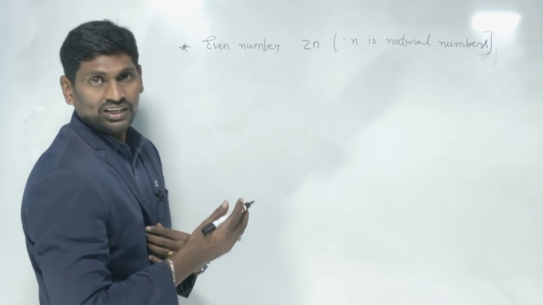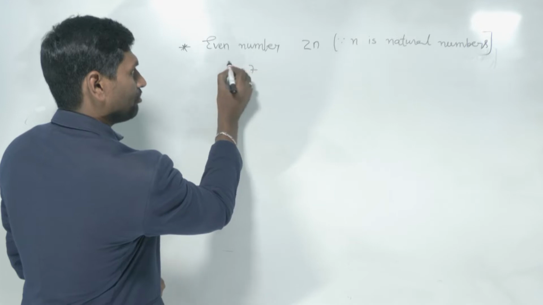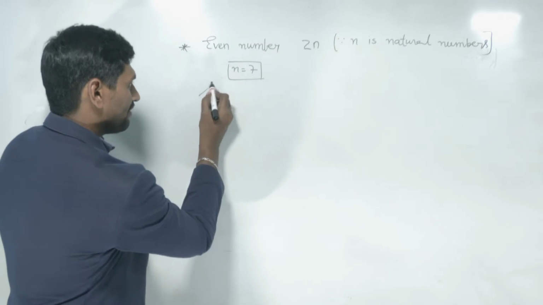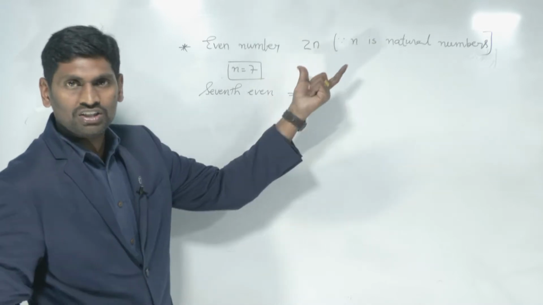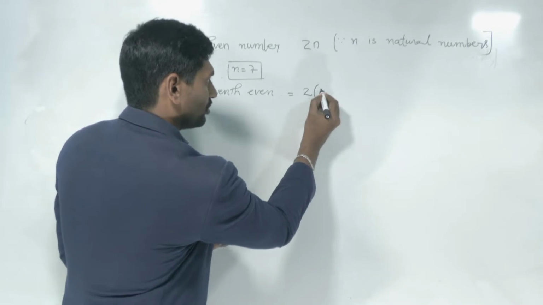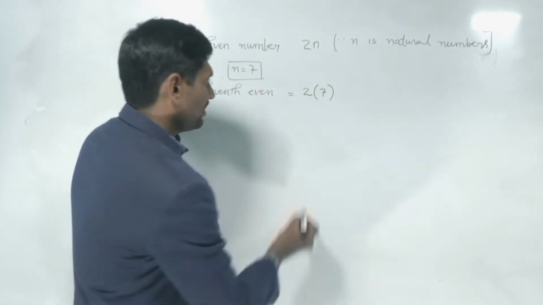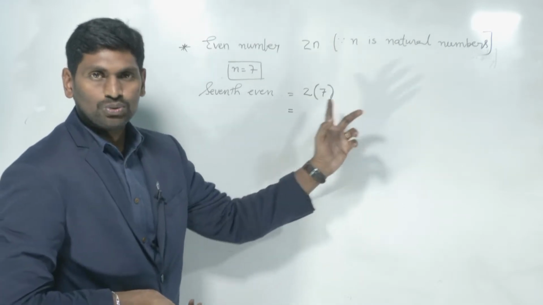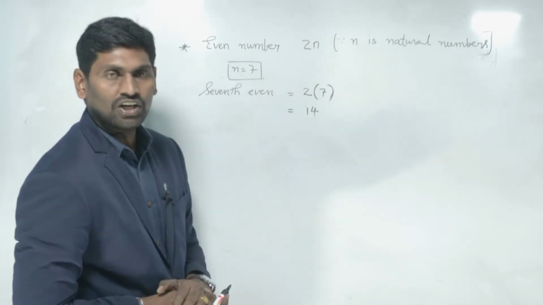So for example, I want 7th even number. That means n value is 7. So 7th even number is, substitute. What is the formula of even number? 2n. That means all the even numbers are in the form of 2n, right? So 2 into, in the place of n we should write 7. Then I can find 7th even. So this bracket indicates multiplication symbol. 2 sevens are 14. So 7th even number we can find by using the formula.